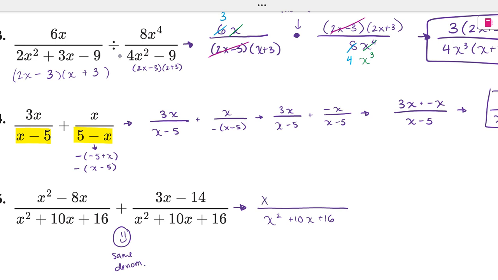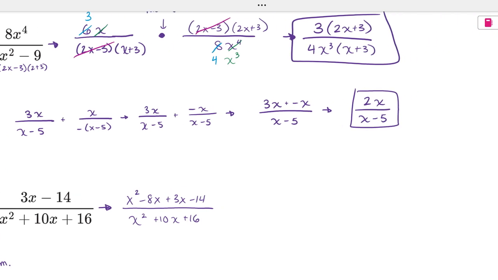So I can say x squared minus 8x plus 3x minus 14 all as one fraction now. So now let's combine our like terms. So x squared plus 10x plus 16. This becomes x squared minus 5x minus 14.